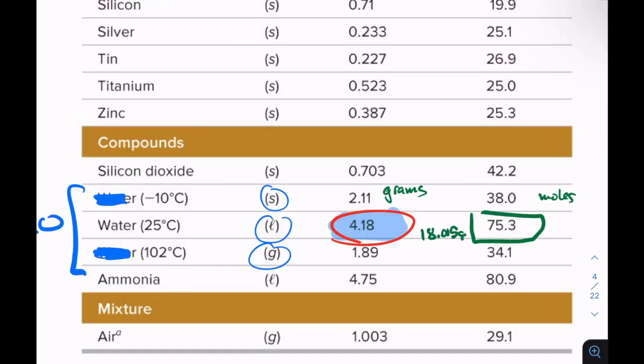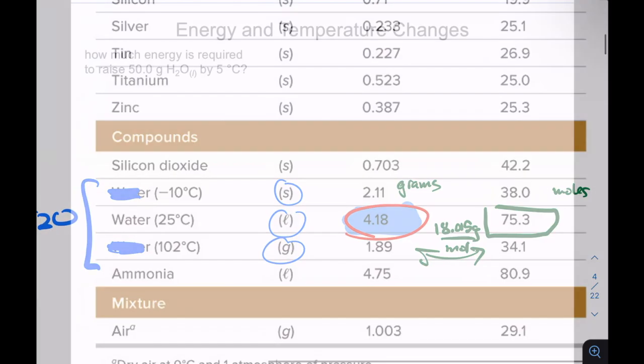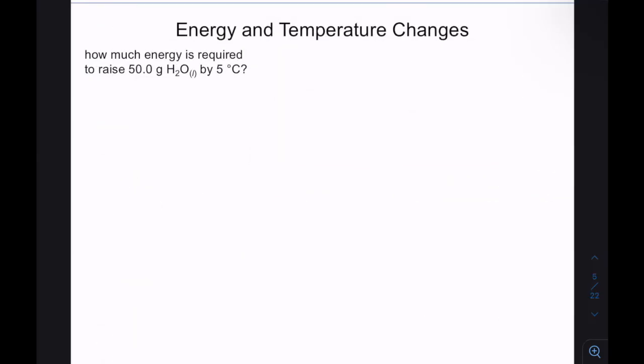18.015 grams per mole. That should be the difference between these two columns. Well, for water, it just differs by the molar mass. So it's easy to convert from one to the other if you have to. In these examples, all of these energy changes are dictated by the specific heat capacity of the material that we're using.